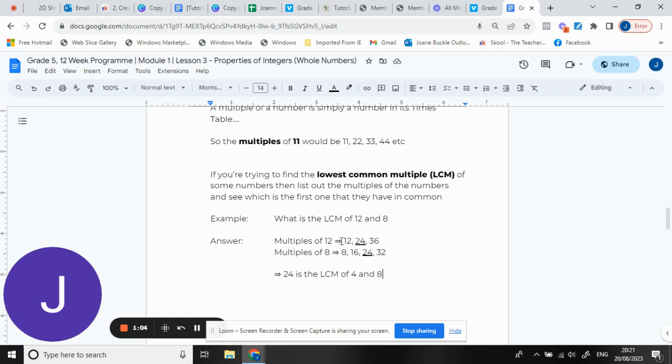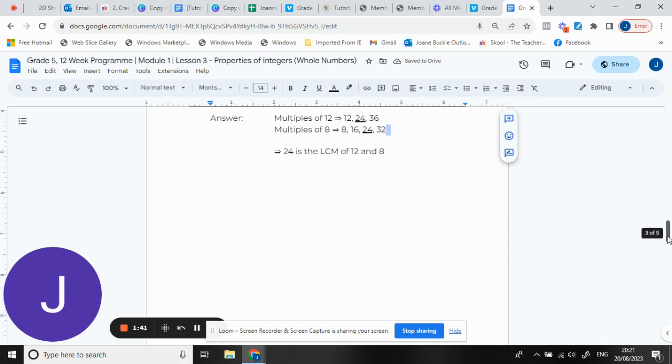So this example, what is the lowest common multiple of 12 and 8? Write out the 12 times table, write out the 8 times table, and find the first one that they've got in common. So this example here, 24 would be the lowest common multiple. Now that's not the only multiple they have in common. If we continued, we would get to 48, and 48 would also be in both of them, okay? But it's in the name, it's the lowest one that they've got in common. Oh, typo there, lowest common multiple of 12 and 8. Okay, right, let's move on.